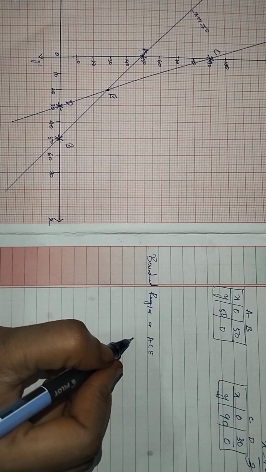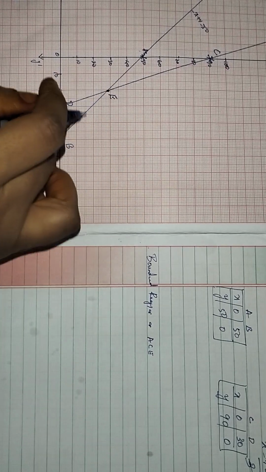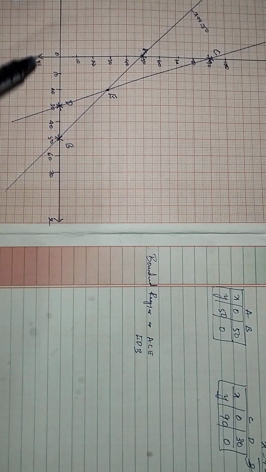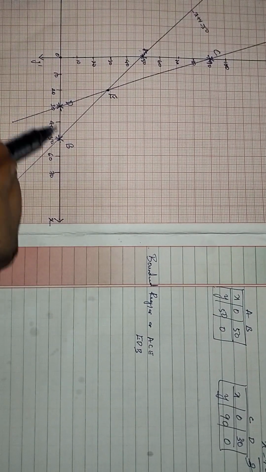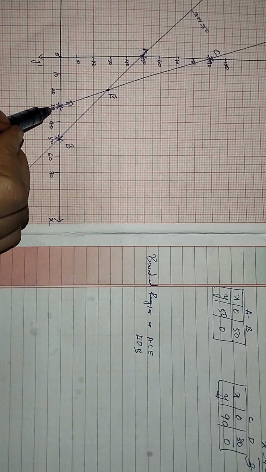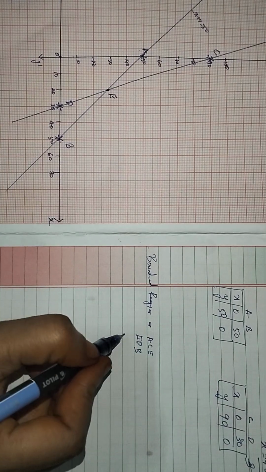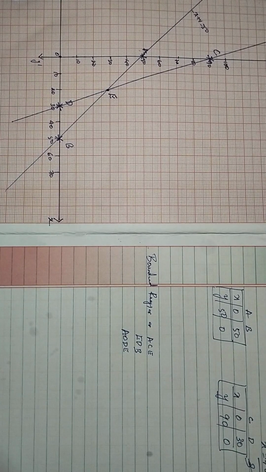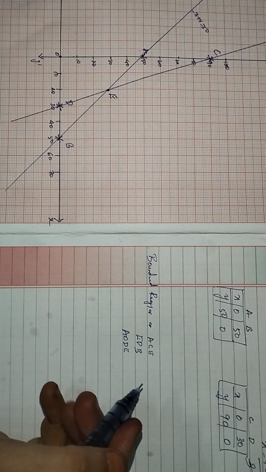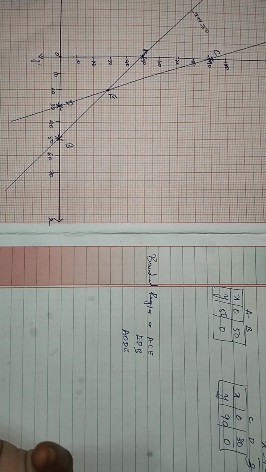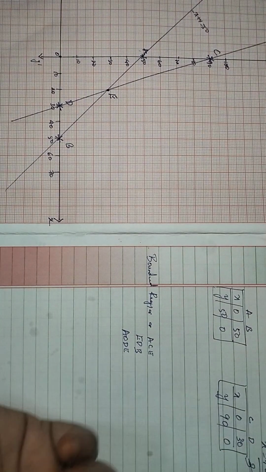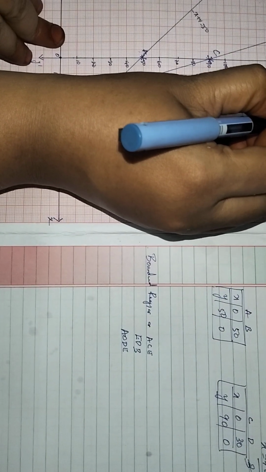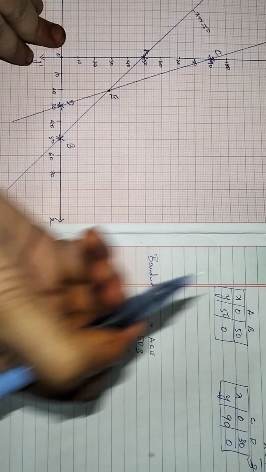ACE is one region. One more is here, that is EDB. One more, I'll denote it as O, so it is AODE. Now among these 3 bounded regions, we need to analyze where exactly the solution exists for the given objective function. So what was the objective function? Z is equal to 4x plus y. This is our objective function.